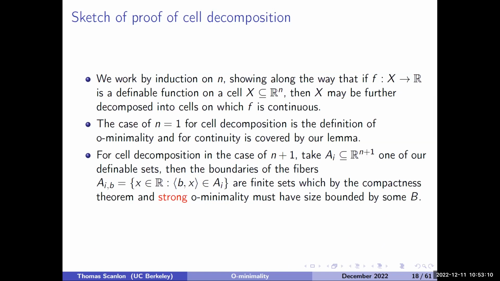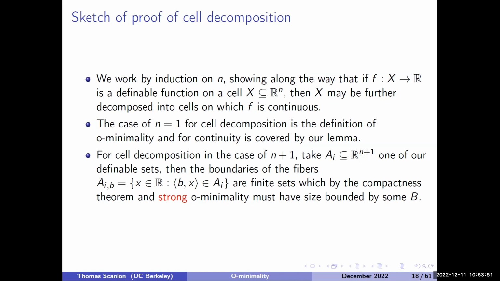Okay, so let me show you how cell decomposition works. We have the continuity, and we have two slides. We're going to work by induction on n. We're going to show that you have these definable sets in space, and you can cell decompose them so that you break them up into cells. And along the way, to actually get this to work, you also need to prove by induction that you can have a function defined in n variables that is piecewise continuous in n variables.